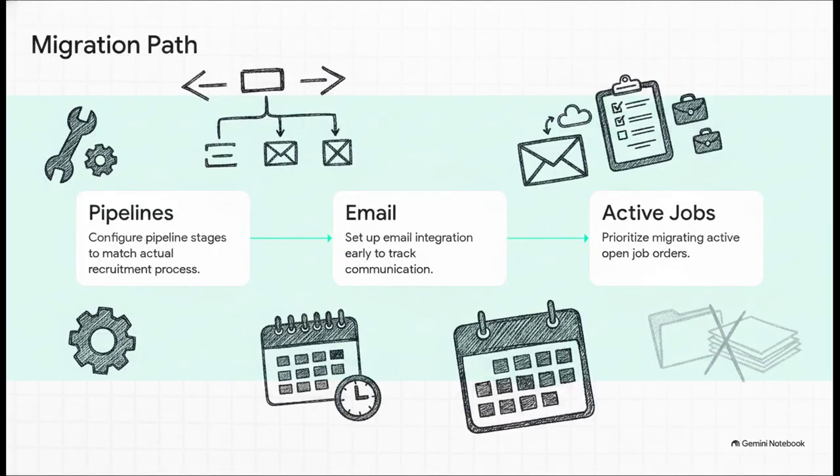When you are actually ready to migrate, here is the exact path the experts recommend. First off, the installation itself usually takes under an hour for anyone with basic web hosting experience. Once you're in, step 1. Configure your pipeline stages to perfectly match your real-world recruitment process, and do this before you add a single candidate. Step 2. Set up that email integration immediately so your communication history is perfectly logged from day 1. And step 3. Prioritize migrating your active, open job orders. Please do not waste your time trying to transfer years of irrelevant historical data from your old spreadsheets. Clean slate. Most SMEs complete this entire migration within just 2 to 4 weeks.